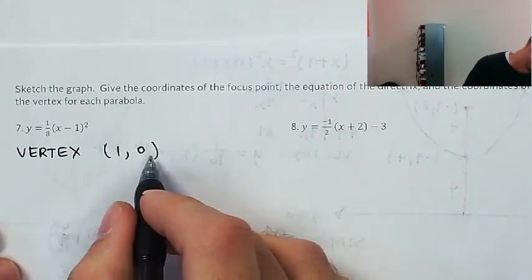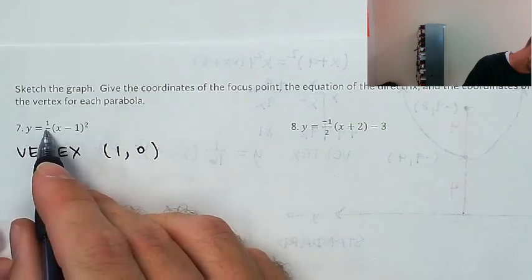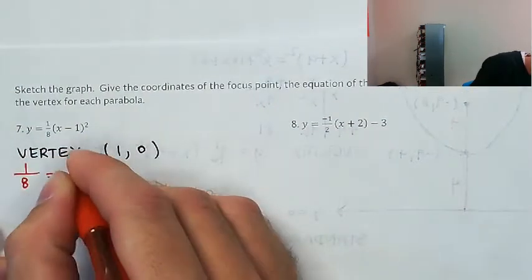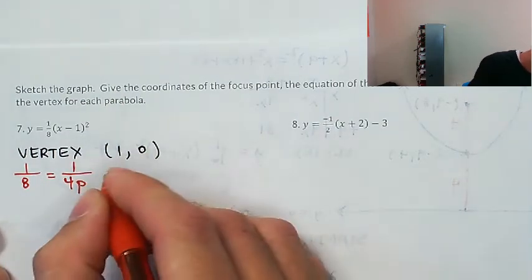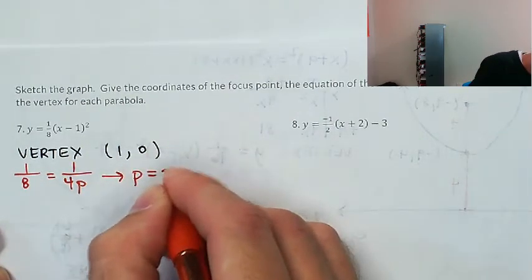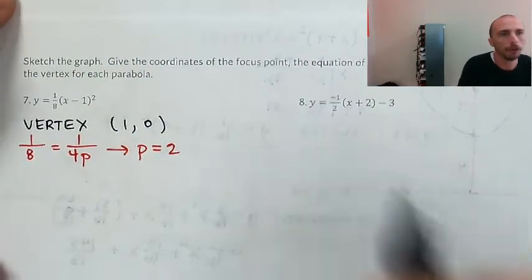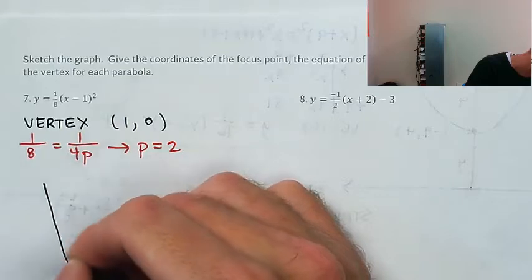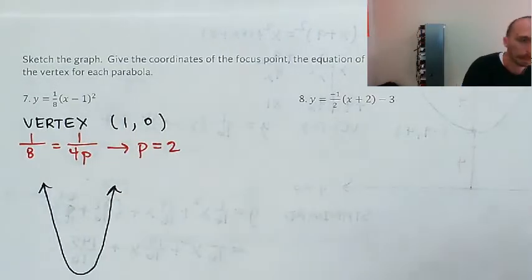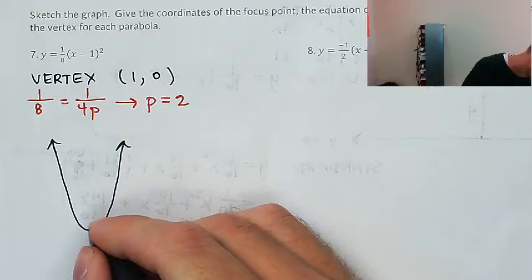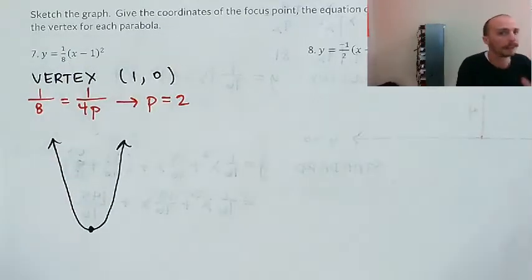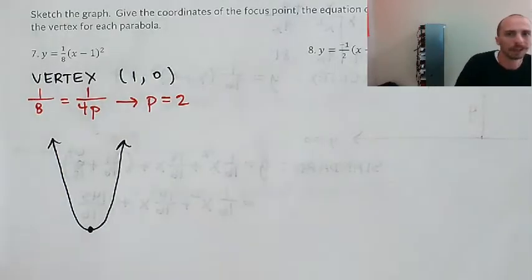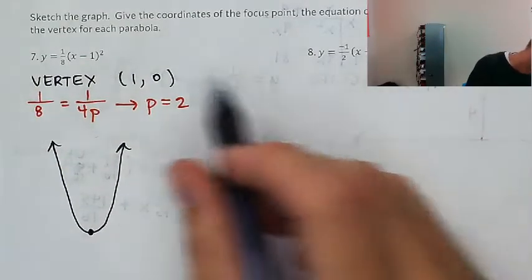So this is the vertex, and it's going to open up, because 1 over 8 equals 1 over 4p, that's going to give me p equals 2. So I know it's going to be a distance of 2 from the vertex to the focus and from the vertex back to the directrix. I know it's a parabola that opens up because of the positive 1/8, and I know that positive 1/8 x squared is going to be super wide. I don't care that much because it's just a sketch.